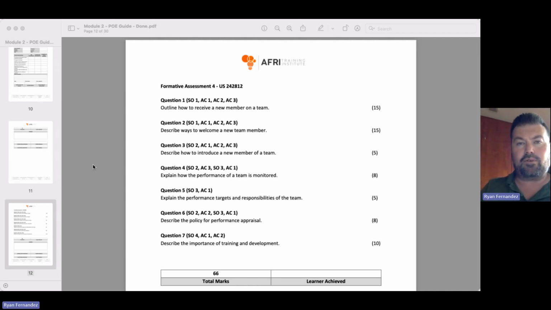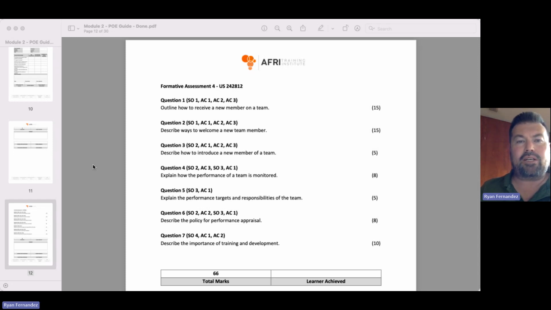Right, the focus for this section is Unit Standard 242812, which is focusing on inducting a new member into a team. A lot of these questions are very generic. What I want you to do is to try and contextualize it for the assessor. Where they say something that's quite vague, think about how you would induct a new member into your team and try and be as practical and actionable as you possibly can when you are describing those specific things.